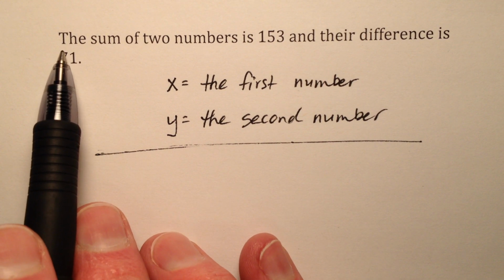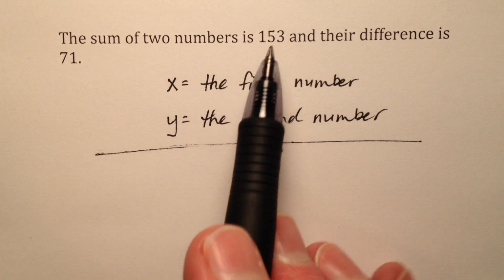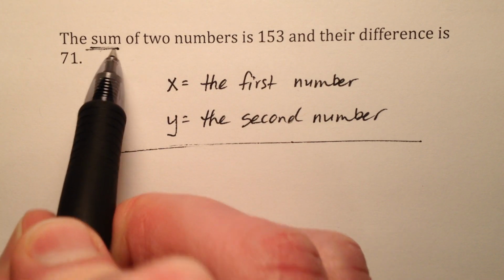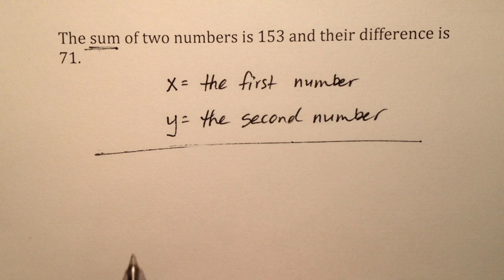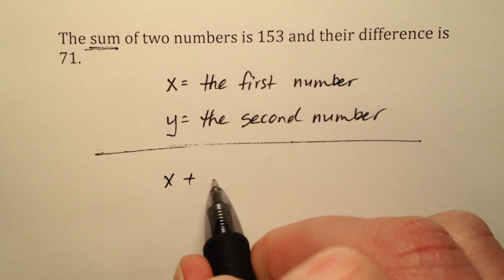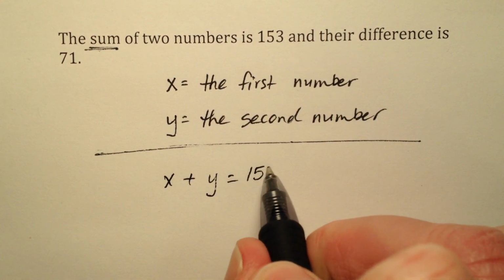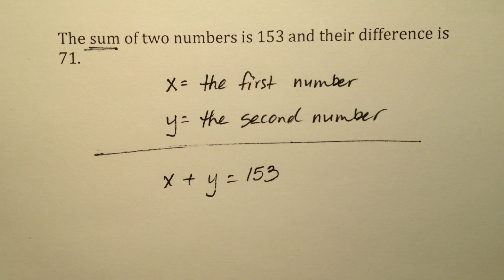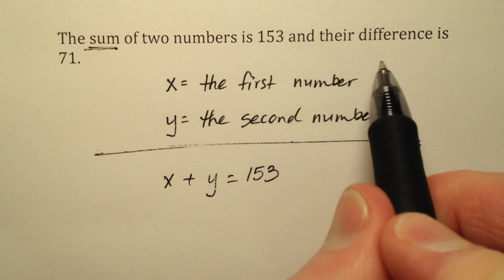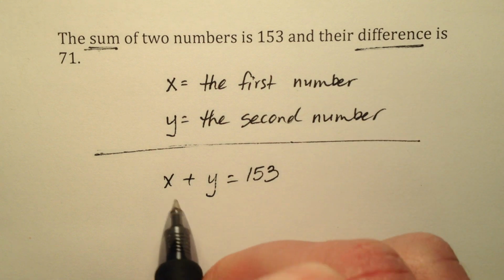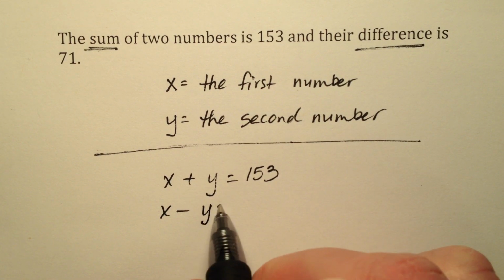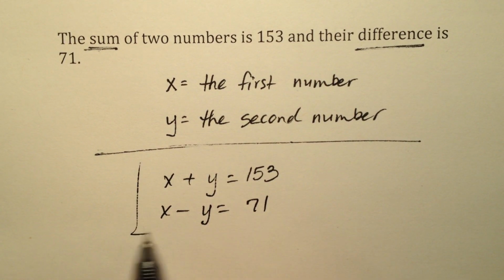So the first part of the sentence says the sum of two numbers is 153. So the word sum means we're going to add these two numbers. So I'm going to say x plus y equals 153. Okay, as I continue, their difference is 71. So difference means we're going to subtract them. So that's going to be x minus y equals 71.